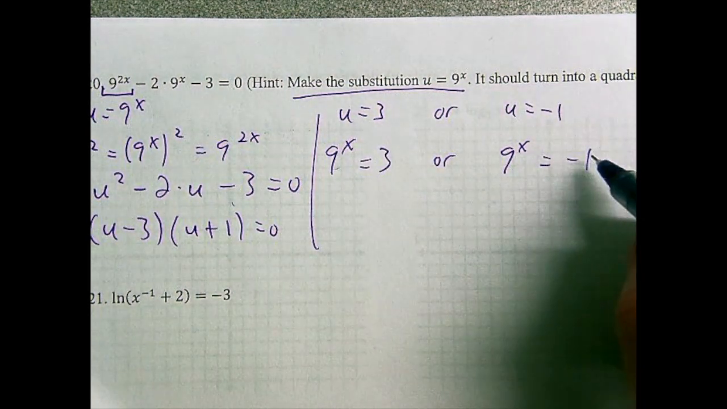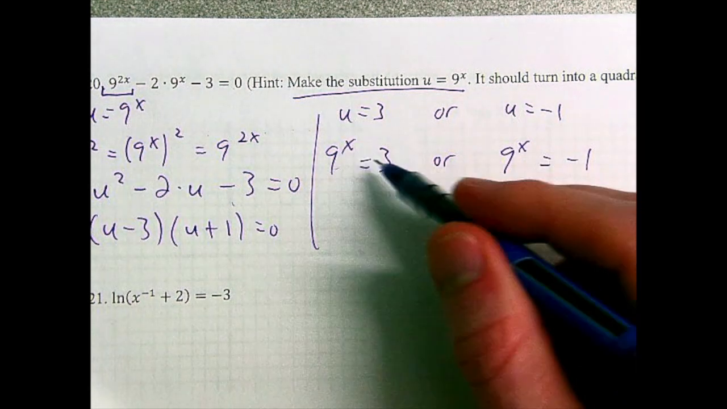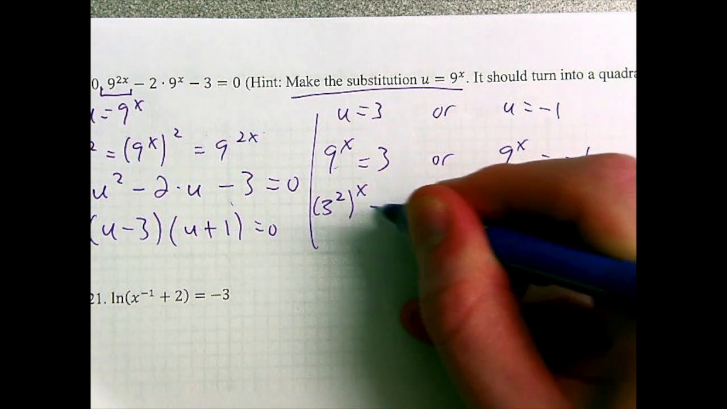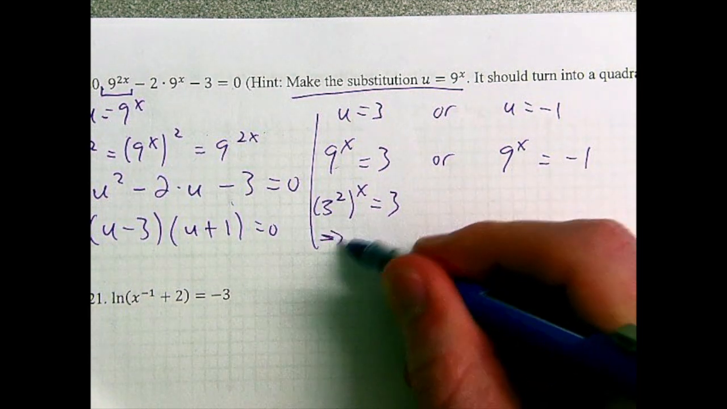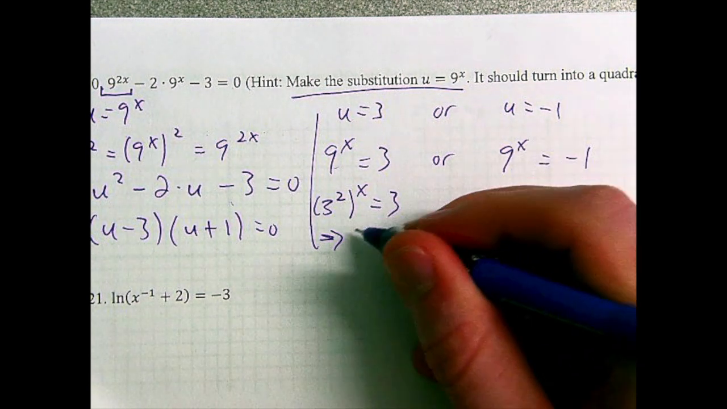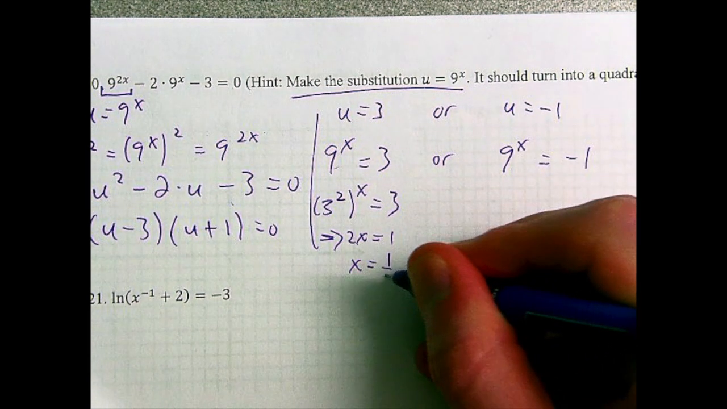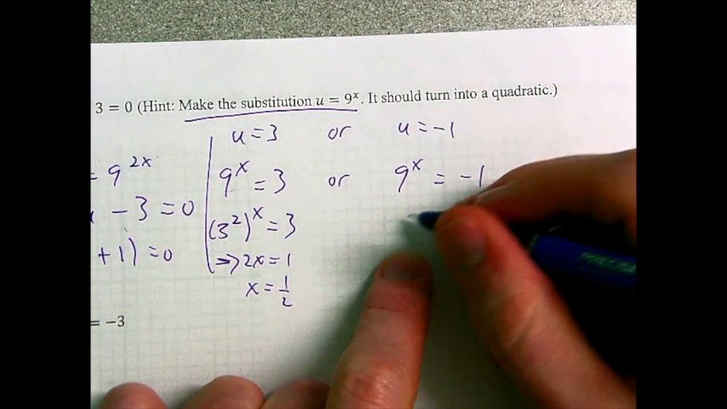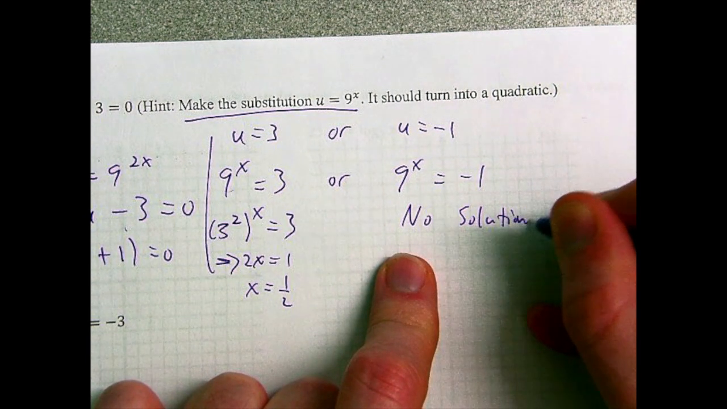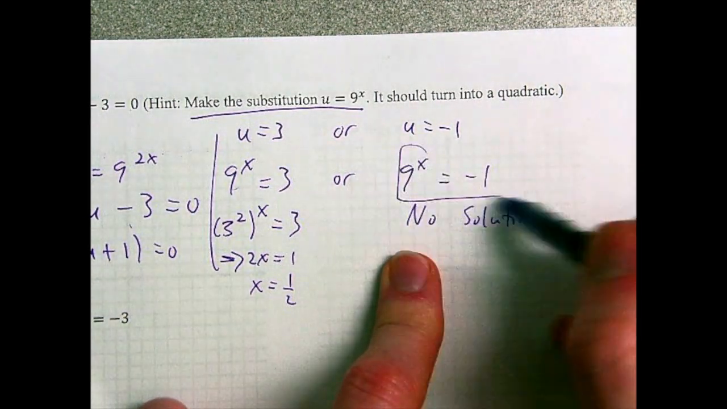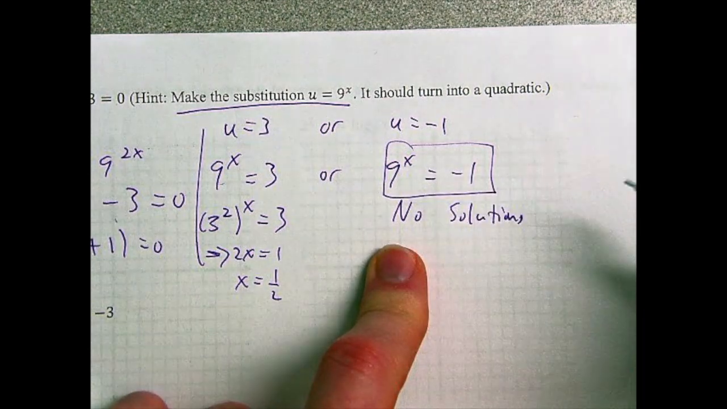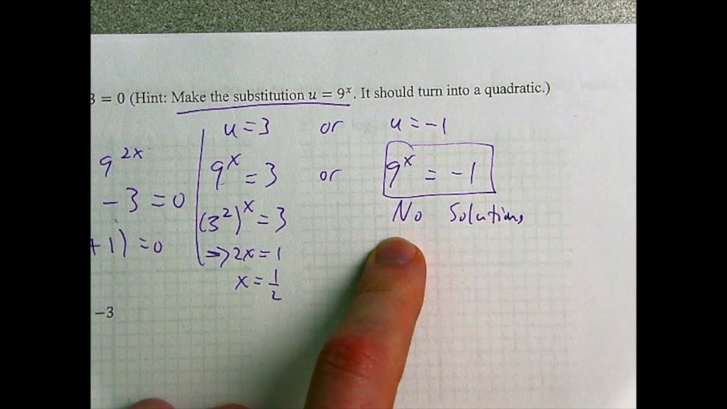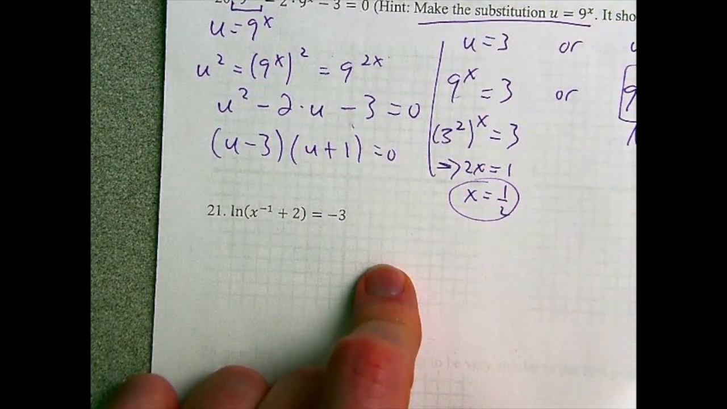Basically these are both exponential equations. This one here, 9 and 3 are both powers of 3. You can say that's 3 squared to the x is equal to 3. That's going to tell you that 2x is equal to 1, so x is equal to 1/2, which maybe you could have just guessed by looking at this equation here. This equation has no solutions, basically because exponentials are never negative. Like 9 to the x cannot be a negative number. It doesn't matter what you raise 9 to, you will never get a negative number. So x equals 1/2 is the only solution.